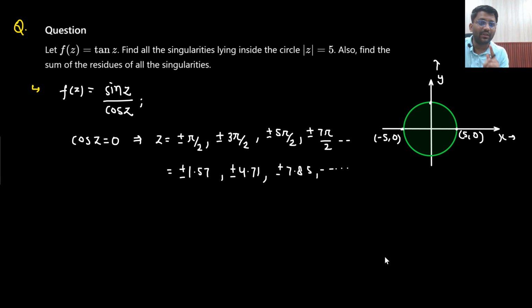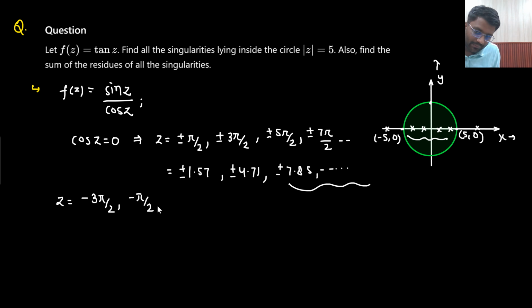But you need to find out the residues at all those points which are lying inside the circle. That means, sir, plus 1.57 will lie here, minus 1.57 will lie here, plus 4.71 will lie here, minus 4.71 will lie here. But this point 7.85 will lie here, minus 7.85 will lie here, and rest other points as well, they will be lying outside. So I don't need to care about those points. I only need to care about these 4 points. That means I need to find out the residue at these points only: minus 3 pi by 2, minus pi by 2, plus pi by 2 and 3 pi by 2. Say yes or no.